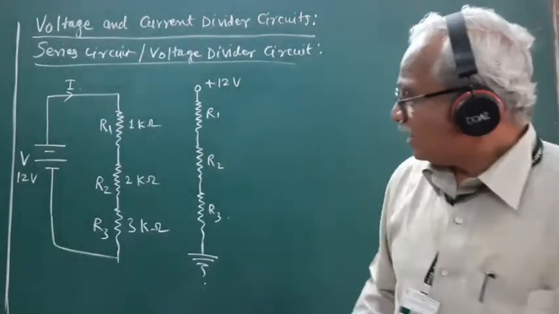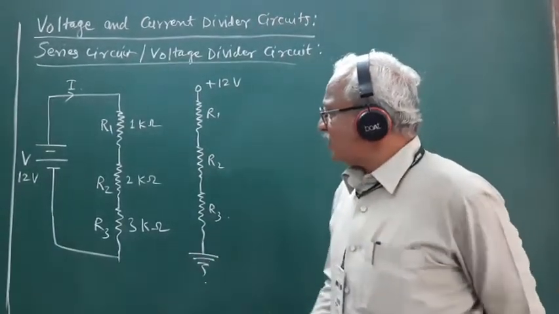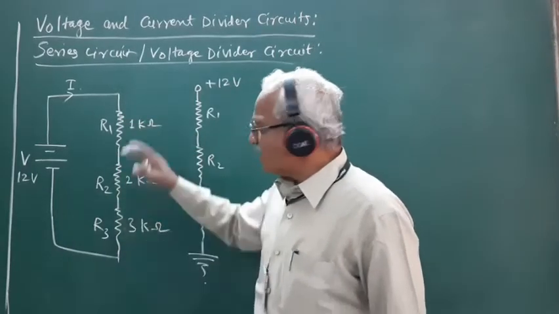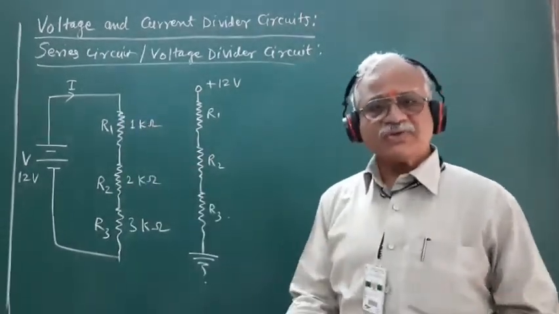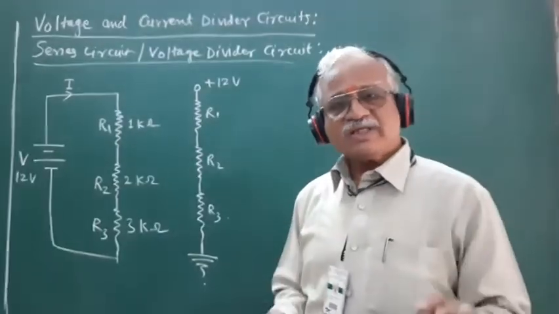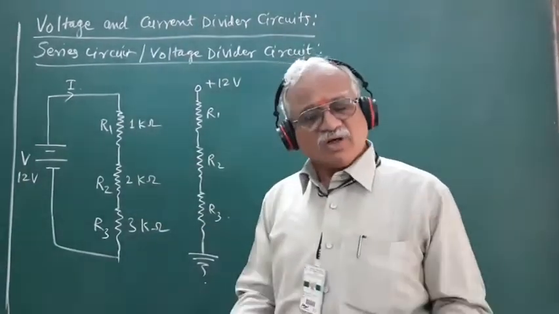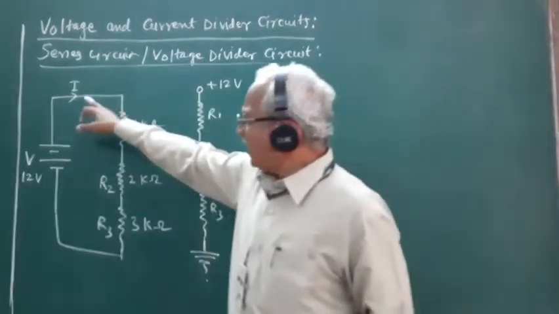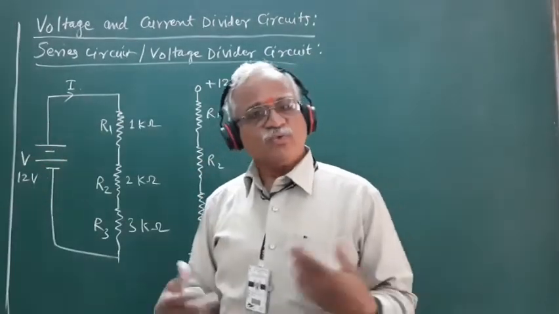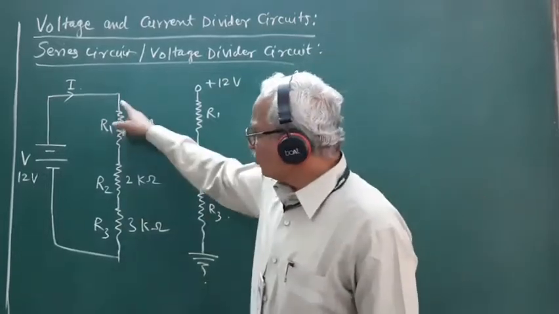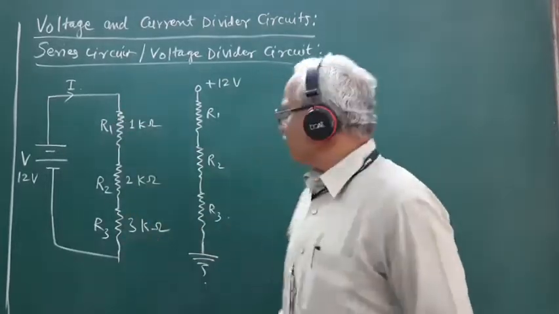So in order to find the potential drops developed across these three resistors, first we must know the current flowing through each resistor. In order to calculate the current I drawn from the source, we must know the total resistance of the circuit.